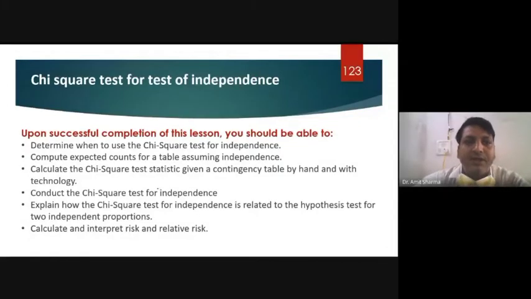Chi-square test for independence. Upon successful completion of this session, you will be able to determine when to use the chi-square test for independence.